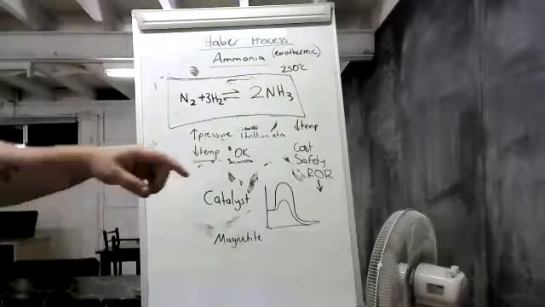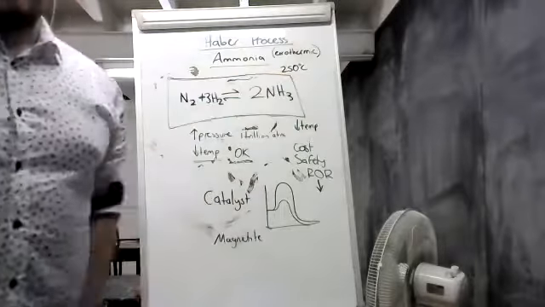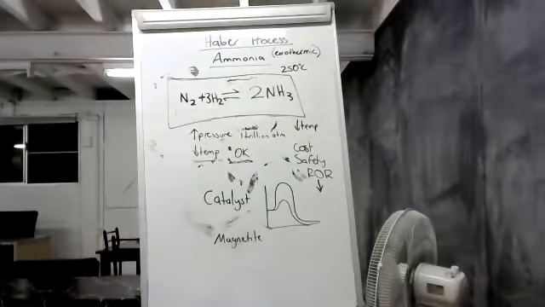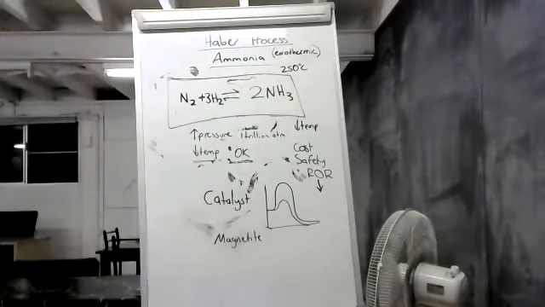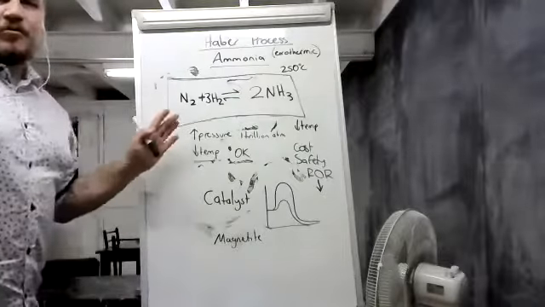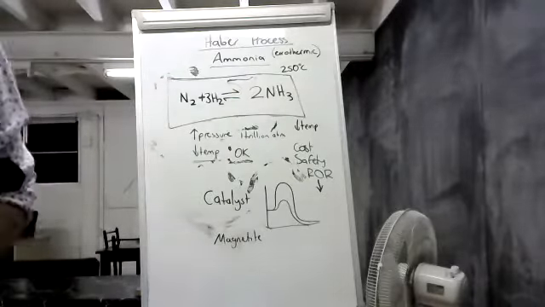What would happen if we stuck an enzyme in at 250 degrees Celsius? No. The enzyme would denature. So the only thing we could use is magnetite, which is an inorganic catalyst. All right. So that's the Haber process and all of the equilibrium stuff.